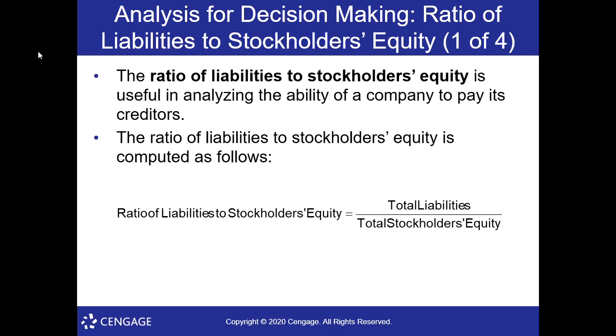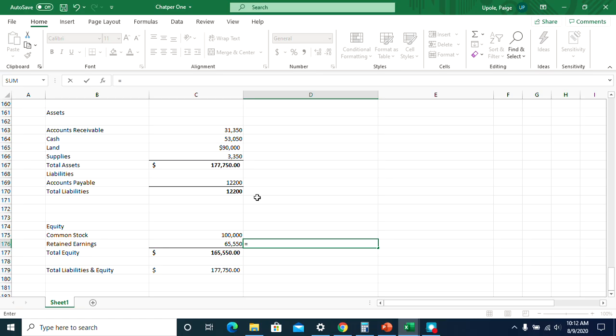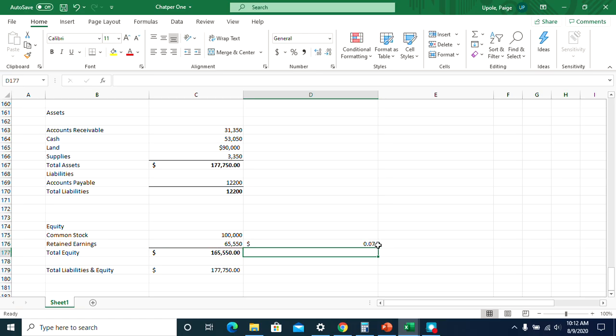All right, and then one of the last things we do in every chapter is we talk about some of the ways we can use the financial statement information to make decisions and analyze the performance of a company. So here we're looking at the ratio of liabilities to stockholders' equity, and this is helpful in seeing how companies are able to pay their creditors. So in the example we just did, we would take our total liabilities divided by our total equity, and that would be our ratio.